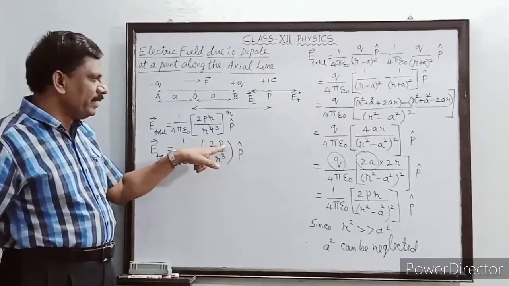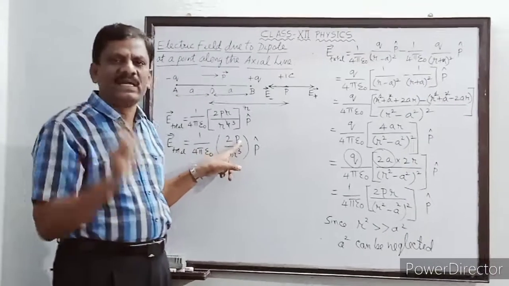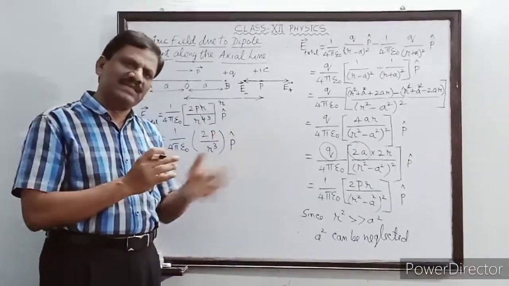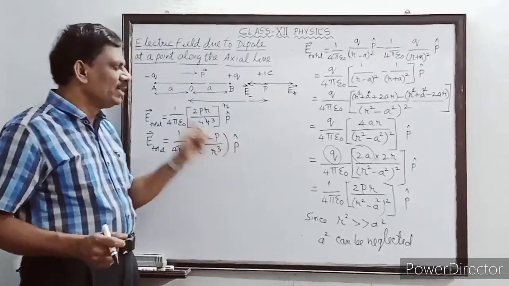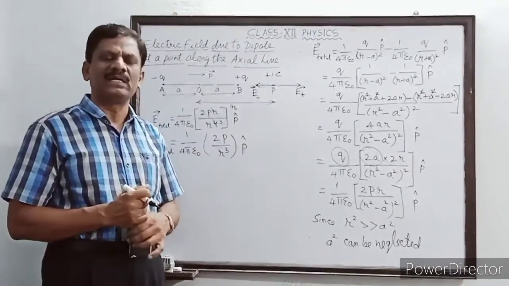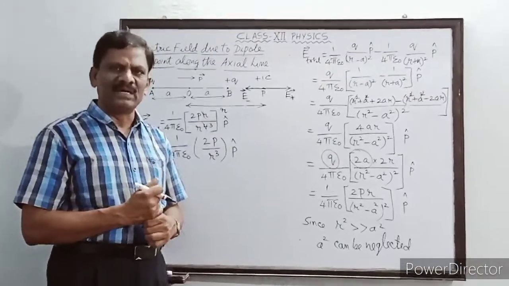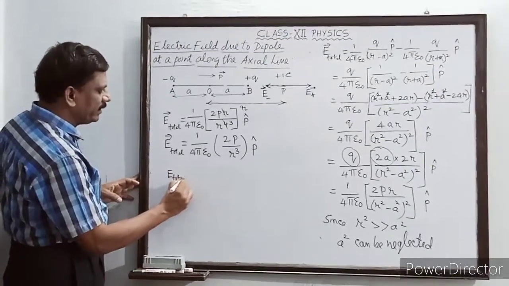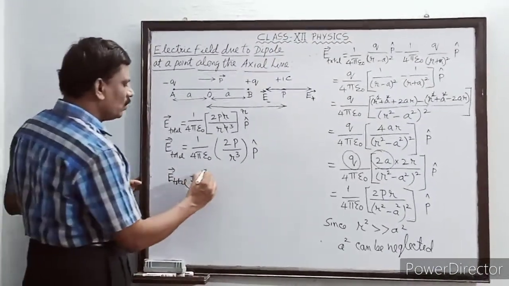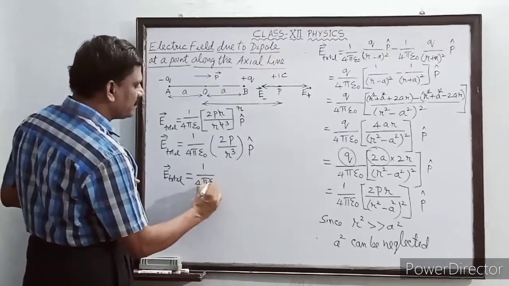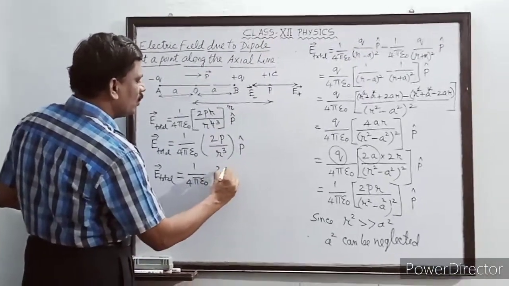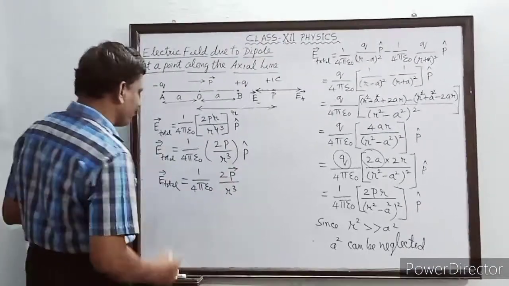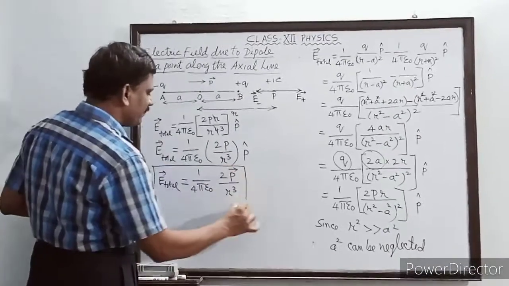Now this p is the magnitude of the electric dipole moment, and p cap is a unit vector along the direction of the dipole moment. So p into p cap must be equal to the P vector, that is the electric dipole moment vector. Therefore I can also write E total as equal to 1 by 4π ε₀ into 2P by r³. So this is in vector form.